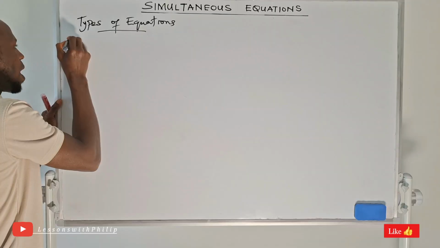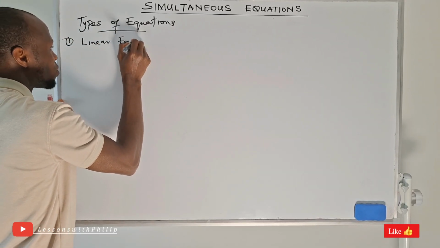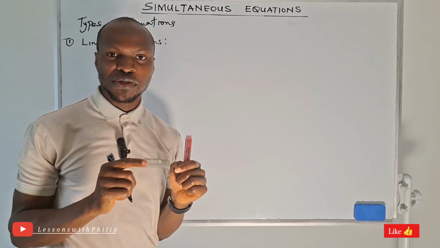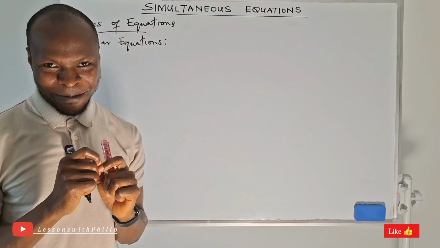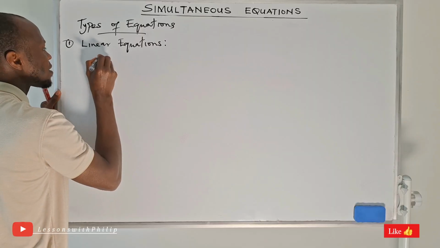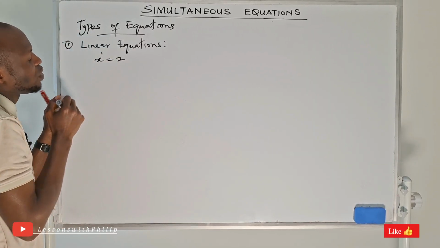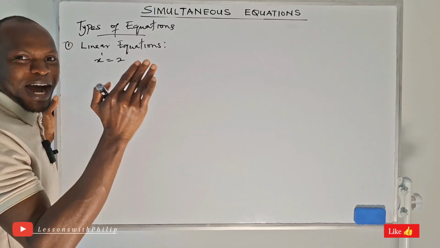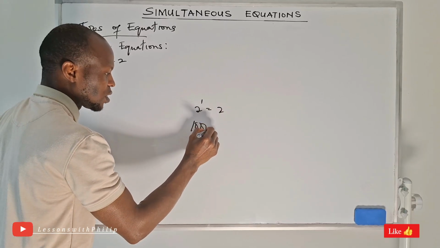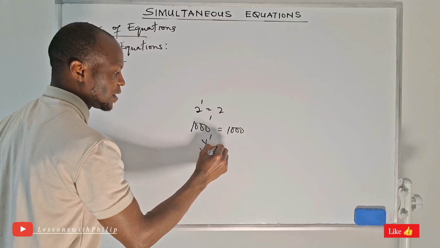Okay. Now, number one, we have what we call linear equations. Linear equations are equations whereby the highest power of your variables is 1. Okay? Now, when I have x equals 2, this is a linear equation. Why? Because the highest power of this variable is 1. Don't forget, anything raised to power 1 will remain the same. 2 raised to power 1 is still 2. 1000 raised to power 1 is still 1000. Y raised to power 1 is y.